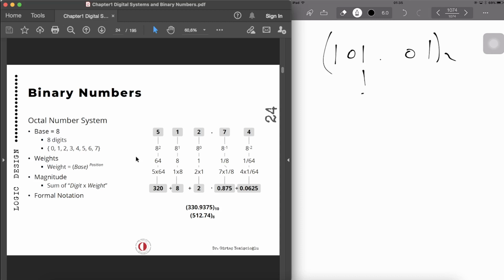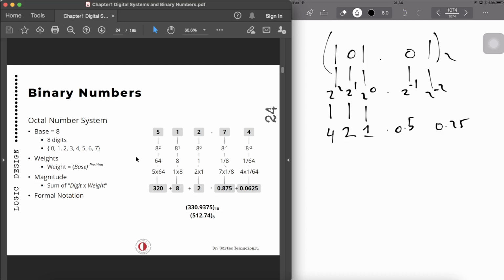So let's take care of this. 2 to the power 0, 2 to the power 1, and 2 to the power 2. And over here, 2 to the power minus 1, and 2 to the power minus 2. And we have a dot in between again. So 2 to the power 0 is 1, 2 to the power 1 is 2, and 2 to the power 2 is 4. And on the other side, 2 to the power minus 1 is 0.5, and then 2 to the power minus 2 is 0.25. So now we just need to look at the weights.